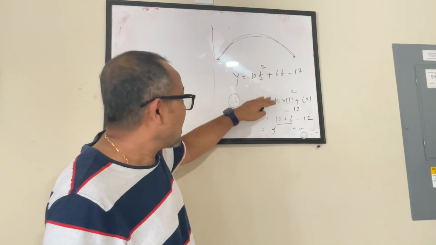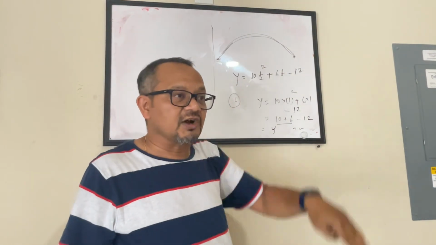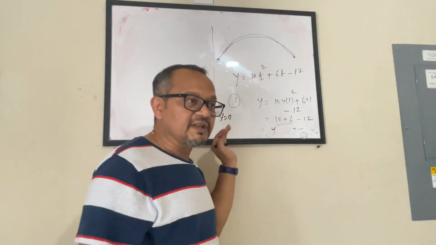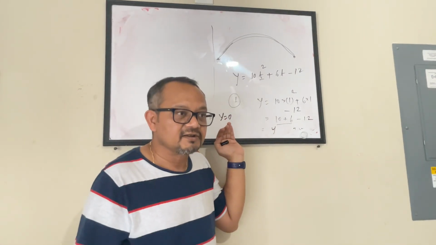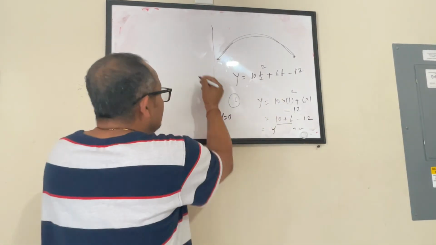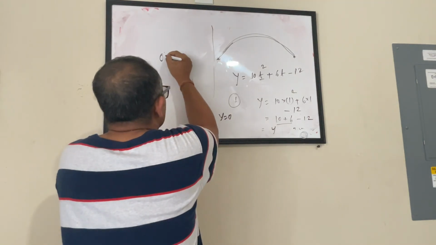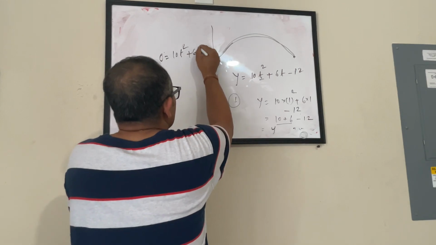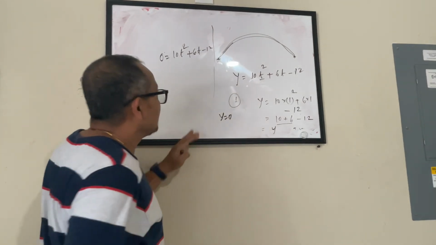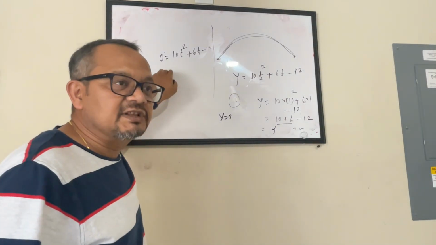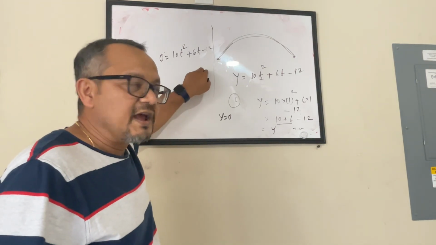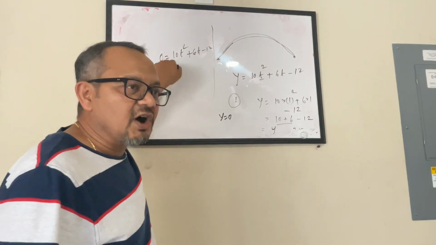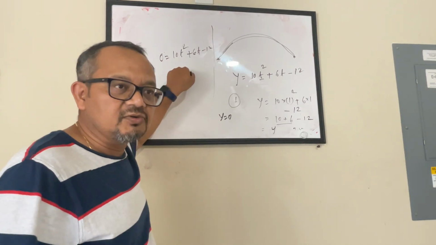So it says, after how many seconds it will be hitting the ground, meaning when will this hit the ground? When y equals 0. When the height becomes 0 again. Yeah? So then what will you do? If you put y equals 0, 10 into t square plus 6t minus 12. And this becomes your quadratic equation that you have to solve for t. This will give you two values of t, which says after how many seconds it can potentially hit the ground.